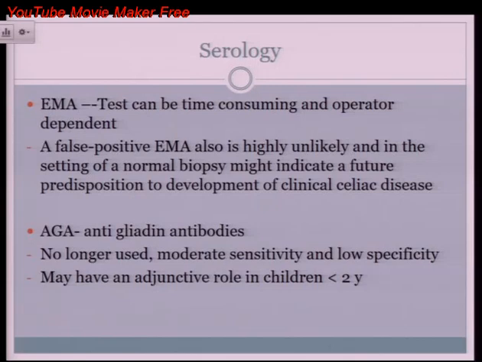And AGA is the other test that I talked about that's called anti-gliadin antibodies. It's no longer used. It may have an adjunctive role in children less than 2 years of age.